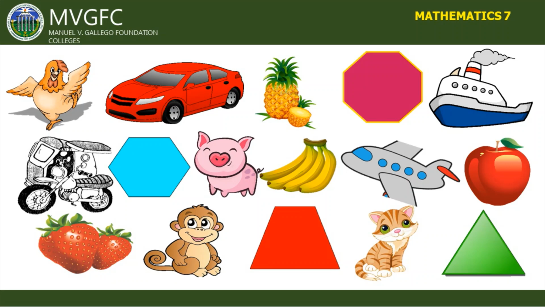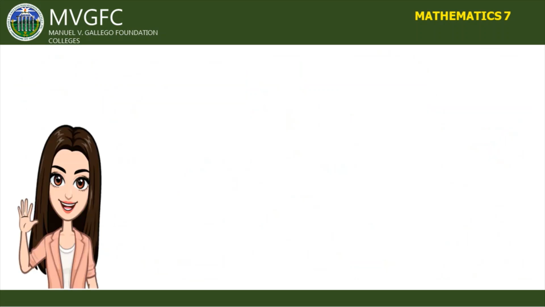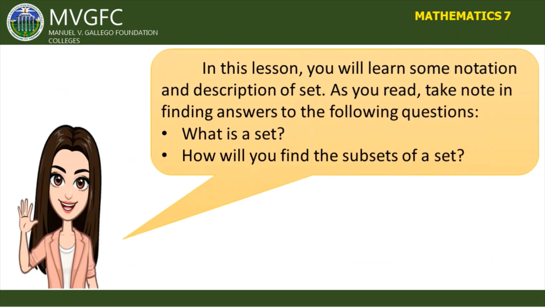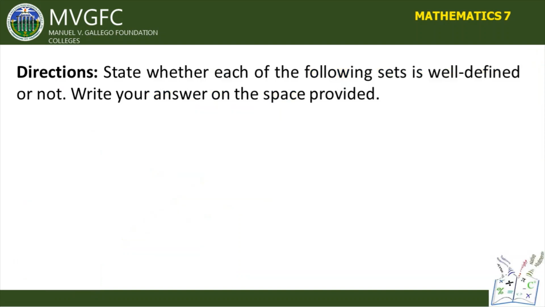Just like this, mathematics has different sets of symbols and notation to represent mathematical concepts and objects. In this lesson, you will learn some notation and description of set. As you read, take note in finding answers to the following questions. Number 1, what is a set? And number 2, how will you find the subsets of a set? For the directions, state whether each of the following sets is well-defined or not. Write your answer on the space provided, but this time we're going to answer that already.